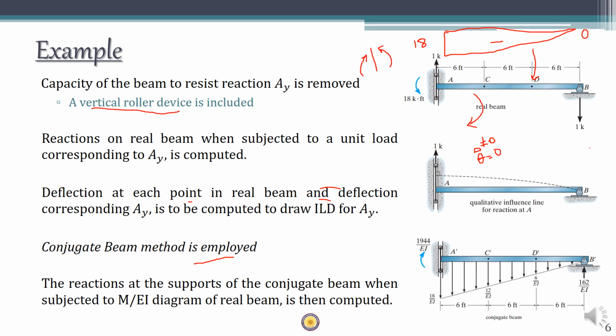This reaction and this force can create some moment, which is going to be 162 by EI into 18 minus 162, which is the resultant force acting at, say, a distance of 6, right? The resultant total area of this is 162 by EI, and it will be acting at the centroid. So 162 into 18, which is the moment caused by the reaction, minus 162 into 6, which is the moment caused by the forces. So that will be something like 1944 by EI. Clear?